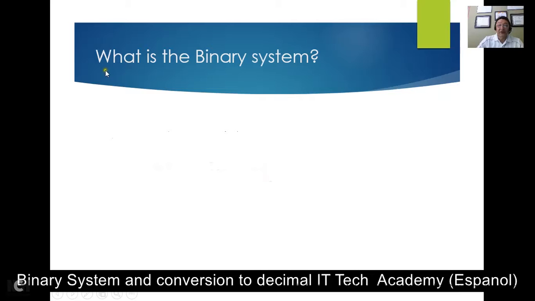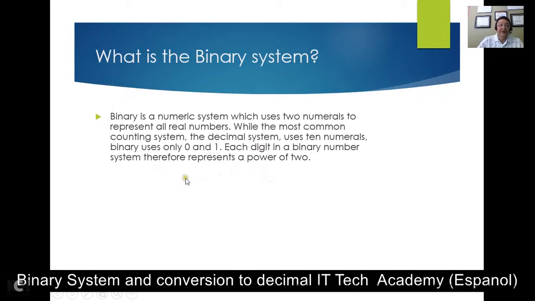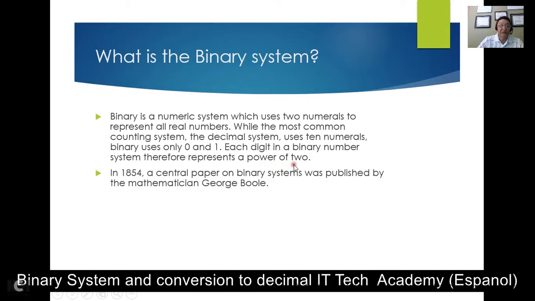So let's go first with the definition of the binary system, and this is a definition that you can find on the internet. Binary is a numeric system which uses two numerals to represent all real numbers, while the most common counting system, the decimal system, uses 10 numerals. Binary uses only 0 and 1. Each digit in the binary number system therefore represents a power of 2.